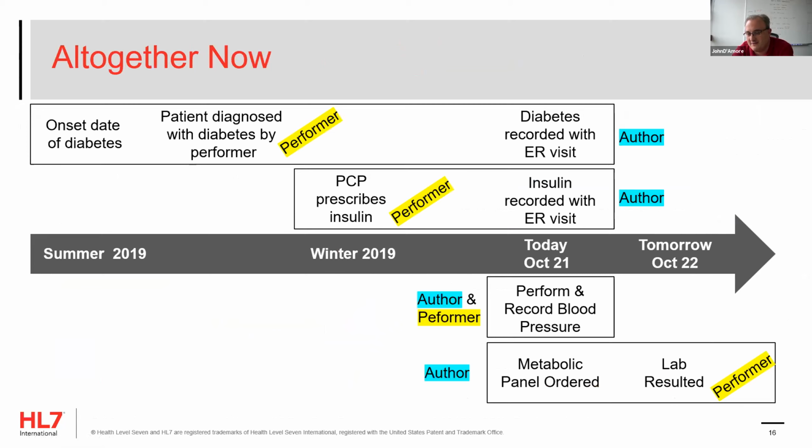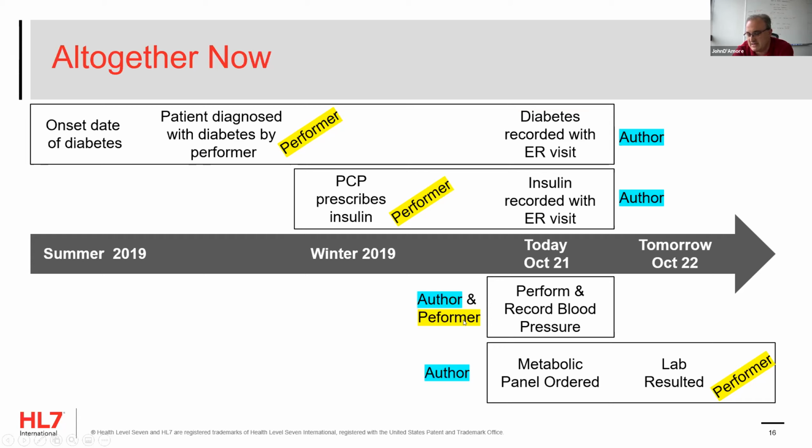The reason I wanted to finish all this is I think that this gives a little bit of color when you think about things over time and what this might mean. If you think about these 4 examples, the top one was that diabetes. Diabetes started last summer, and then the patient was diagnosed. The person who diagnosed became the performer, and today you have an author. The person who prescribed the insulin became a performer. Today you have an author of that information.